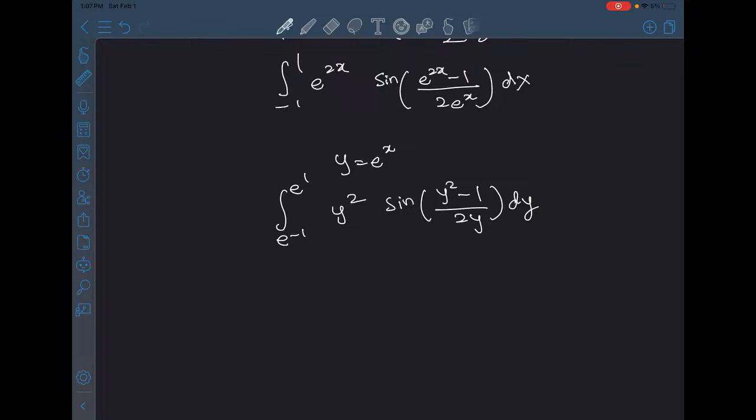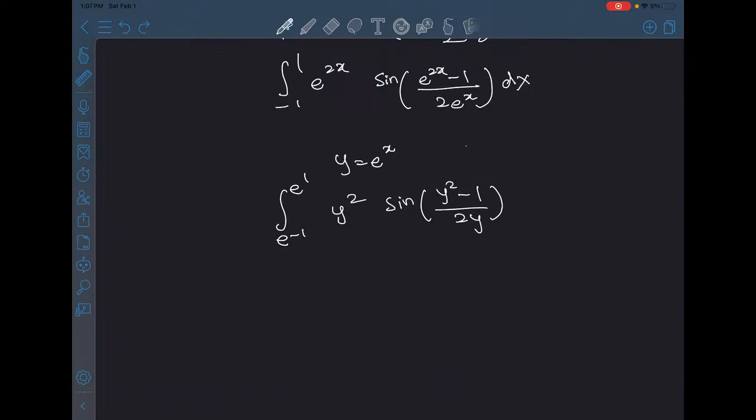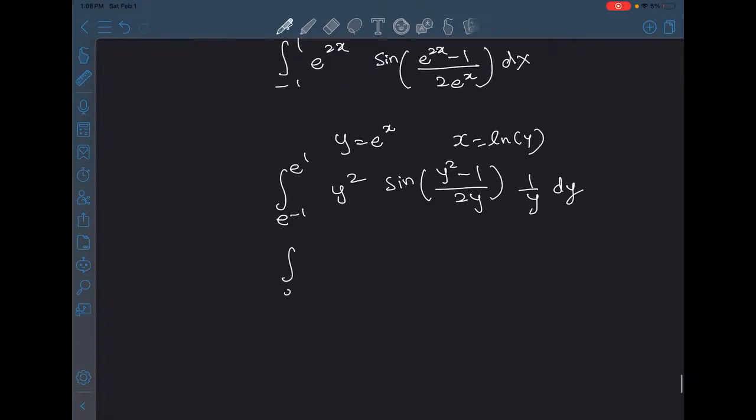Oh, also, I forgot to make the dx. Okay, now if that's the case, x will just be ln of y, so dx will be 1 by y dy, and that's a good thing because now it simplifies to e to the power minus 1 to e, y times sine of y square minus 1 by 2y. But now what? Again, now what?